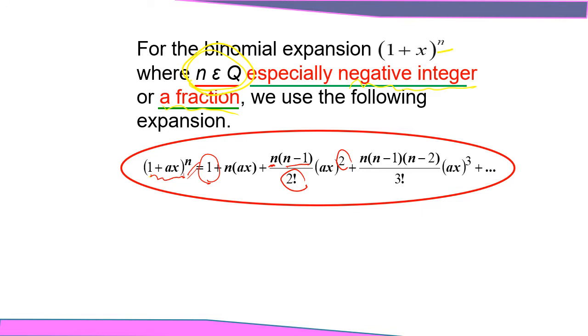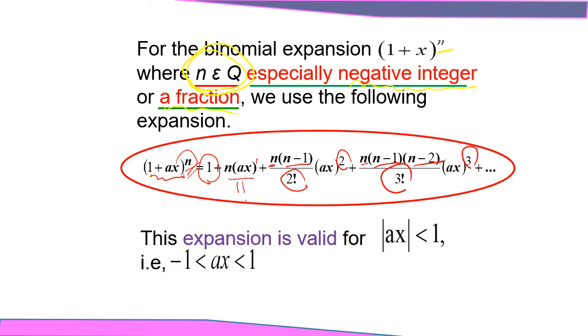If we compare the second and the third term, this n is actually divided by 1 factorial, and then (ax) to the power of 1. The fourth term should be n(n - 1)(n - 2), where the denominator is 3 factorial, and then (ax) to the power of 3. So we continue. Usually, if the question doesn't give anything, we should finish it, but it depends on the value of n. Usually it will say up to 4 or 3 terms, so it depends on the question.